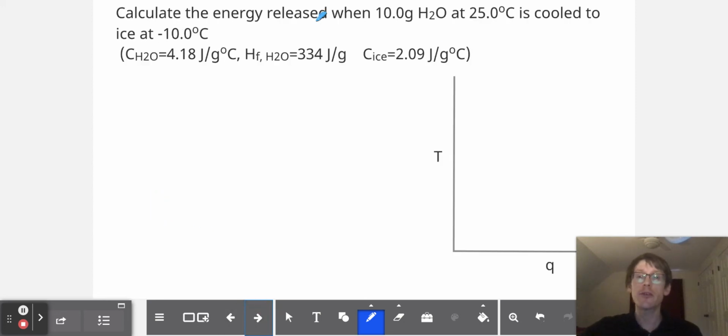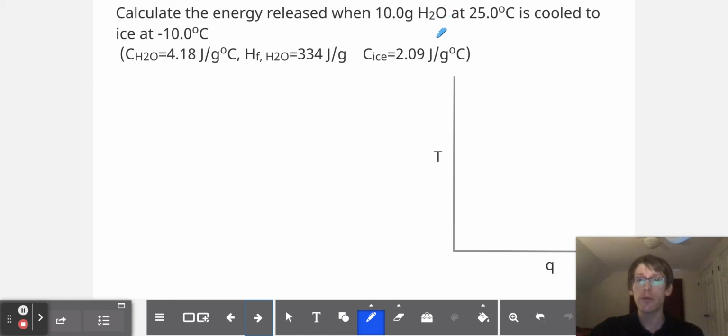So let's do a practice problem. Calculate the energy released when 10.0 grams of water at 25 degrees Celsius is cooled to ice at negative 10 degrees Celsius. I always like to draw out a cooling curve in this case, simply to break apart what I need to do. What calculations do I need?